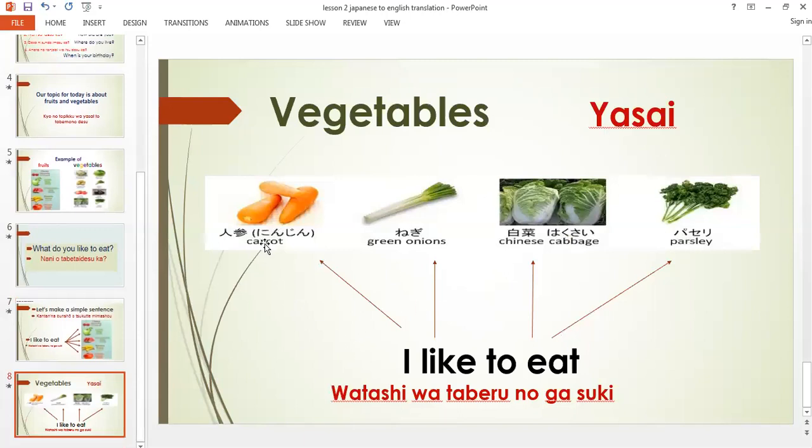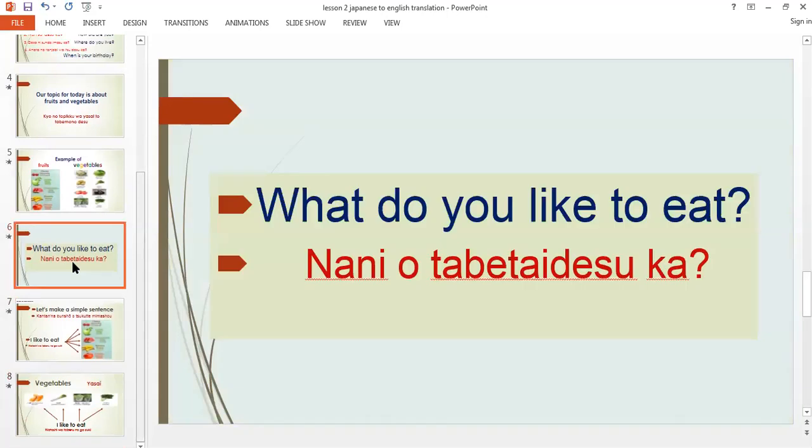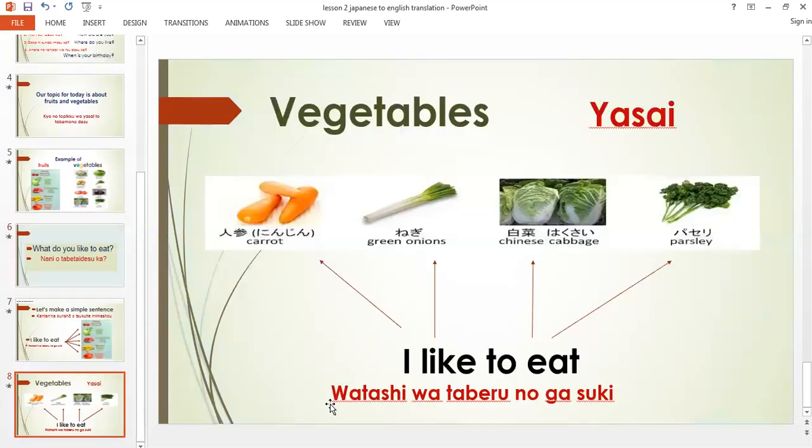And how about if we're going to eat vegetables such as carrot, green onion, Chinese cabbage, parsley. These are examples of vegetables. Of course, if we go back to the question, what do you like to eat? The answer should be, I like to eat, or watashi wa taberu no ga suki. I like to eat carrots. Okay. What do you like to eat? Can you read? I like to eat green onion.